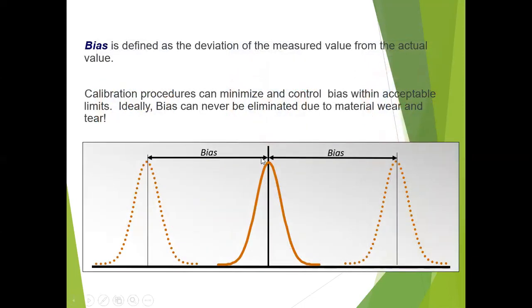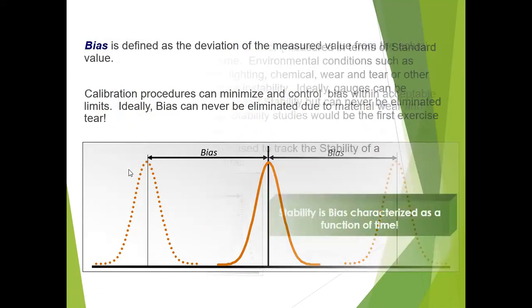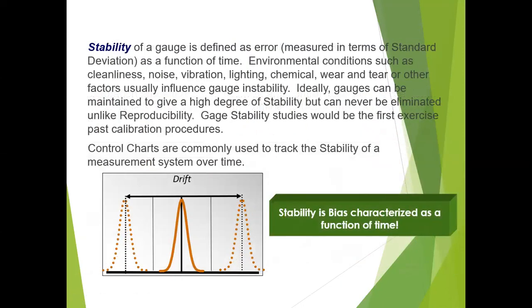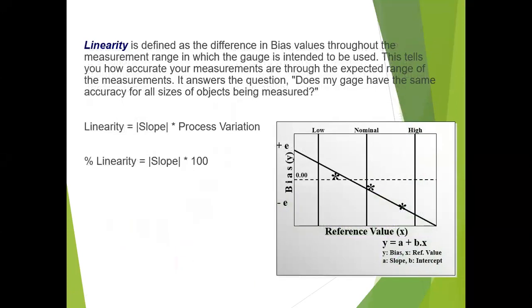And bias is something which is away from the target. Let's say 3 different operators here, and the first one gets here, the second one gets this as the central tendency, and the third one gets this as the central tendency. So the difference from here to here is bias, the distance. Stability, like we discussed, is a variation which happens over a period of time. And for linearity, an example is: does my gauge have the same accuracy for all sizes of objects being measured?